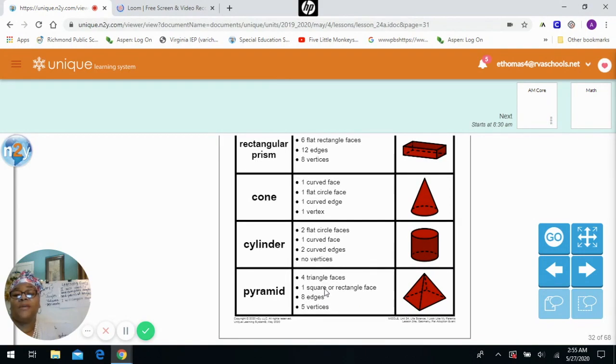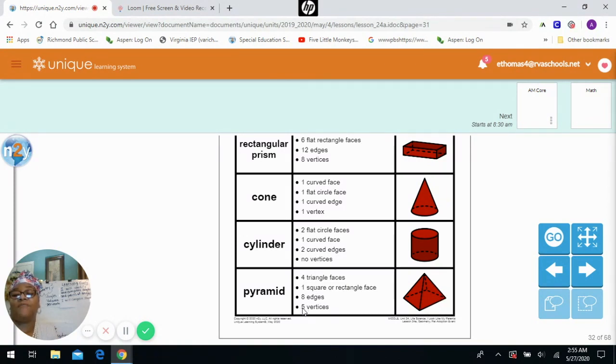A pyramid has 4 triangle faces. 1, 2, 3, and 4. 1 square or rectangle face. That's this right here. That's the bottom. 8 edges. Right here, edge there. Like this is an edge, that's an edge, and that's an edge. That's 1, 2, 3, 4, 5, 6, 7, and then 8.